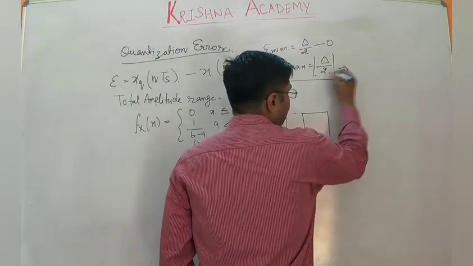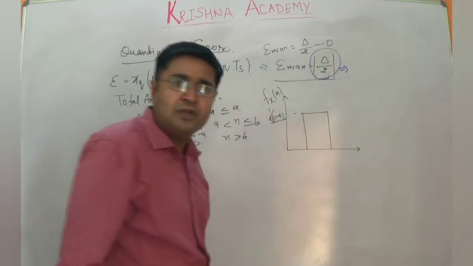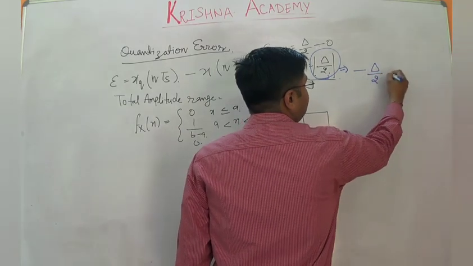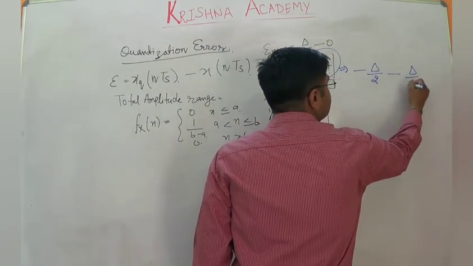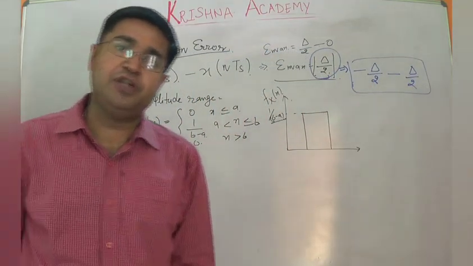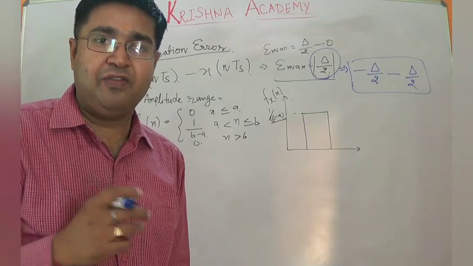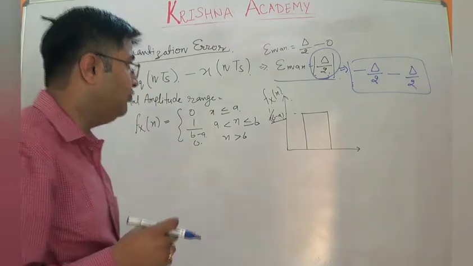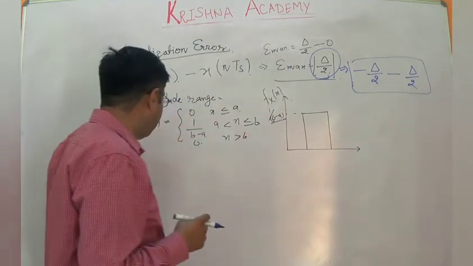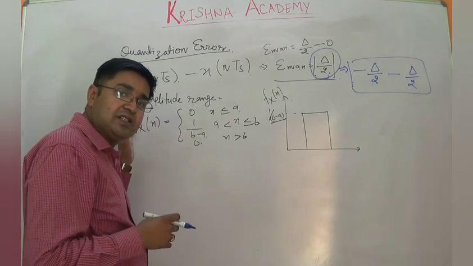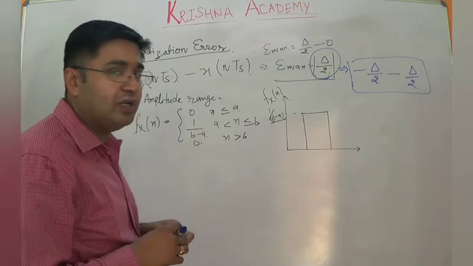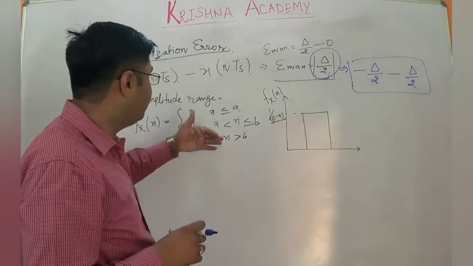If you are talking about this term, it is floating between minus delta by 2 to plus delta by 2. Now this is a uniformly distributed random variable signal. Whenever we have a uniformly distributed random variable signal, we can understand its characteristics by this equation. So what will be the total amplitude range of this particular signal? Now how will it float?